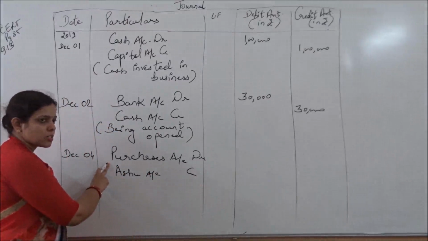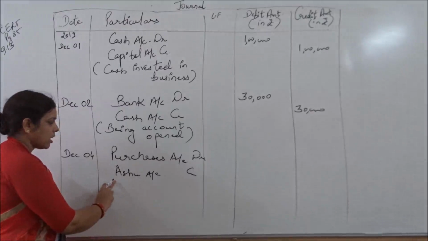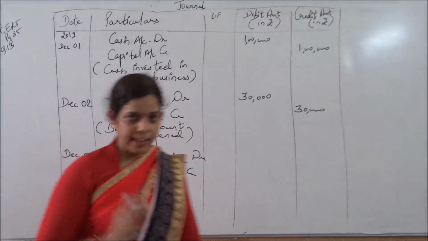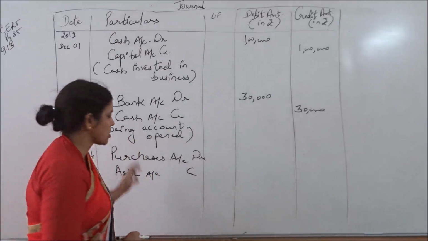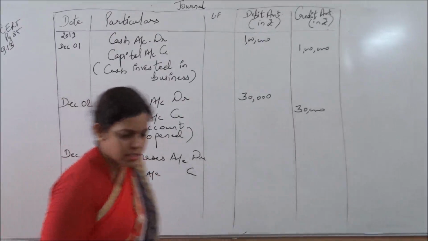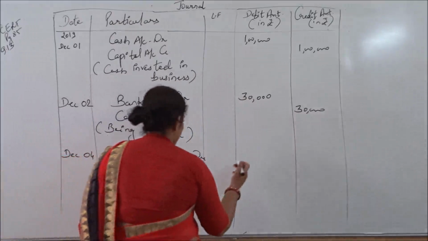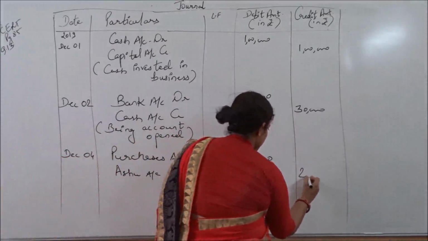Business में क्या आया? Goods in the name of purchases, and who is the giver? Ashu. Therefore, Ashu's name is there on the credit side instead of cash. अगर cash में transaction होता, तो I would have definitely written purchases account debit and cash account credit. So please remove that confusion. Whenever a credit transaction is there, the name will come. The amount is 20,000.